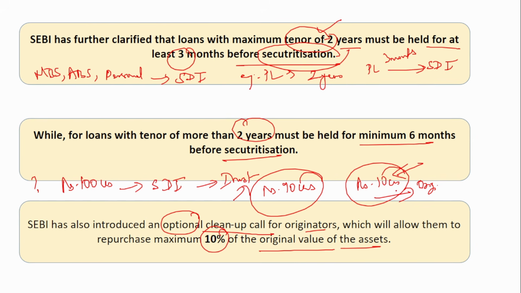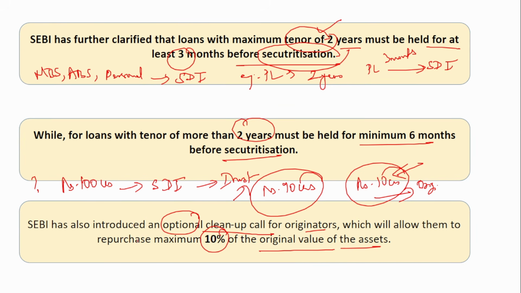I will pay the 10 crores to the investors and close this so that it will be easier for me to manage. That is called the cleanup call. Because the originator will consider that there is administration cost, this cost, that cost, and this is becoming even harder for me to manage. Instead of that, I will buy back, since just 10 crores is there, and close it for all. That is what is called the cleanup call.